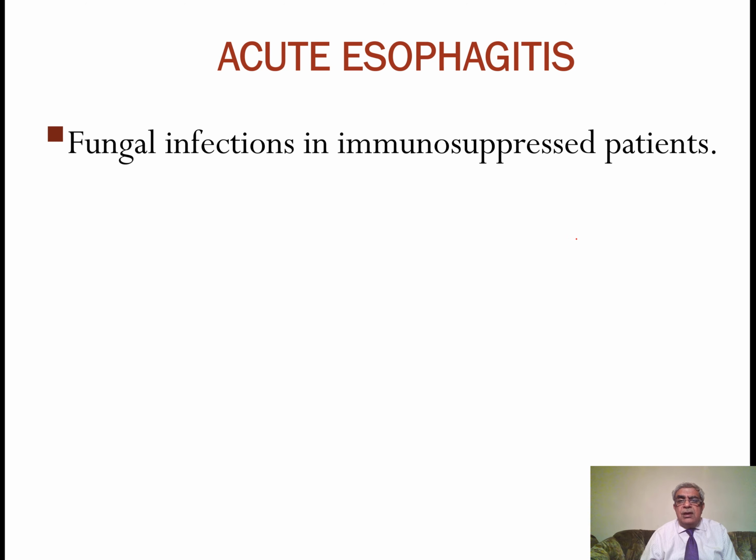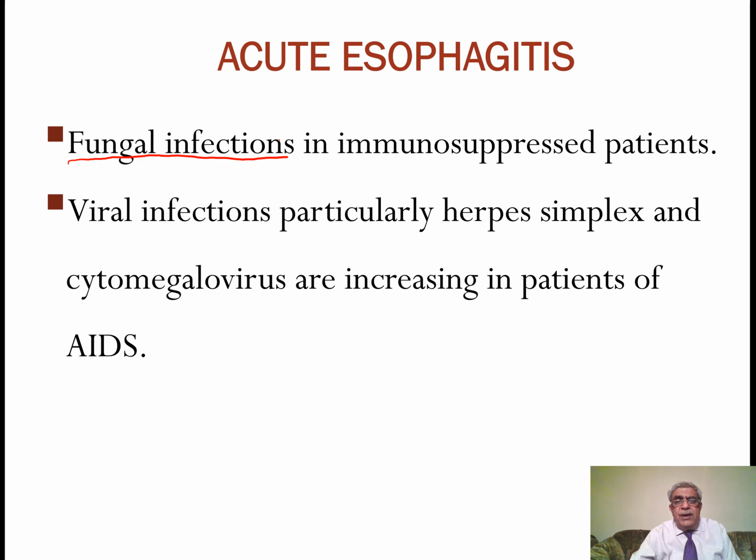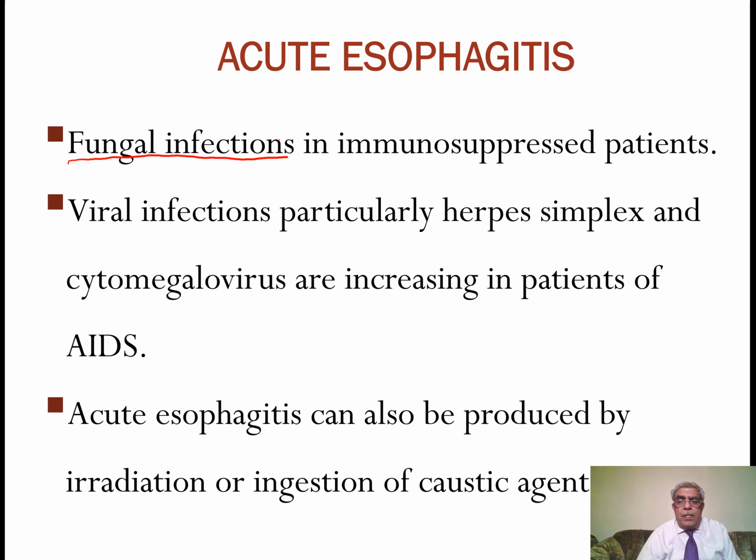Fungal infections in immunosuppressed patients, very important. We are going to discuss it in detail. Viral infections, particularly herpes simplex and cytomegalovirus, are increasing in patients of AIDS. Acute esophagitis can also be produced by irradiation or ingestion of caustic agents.